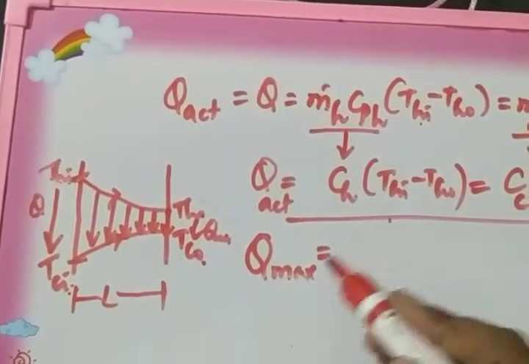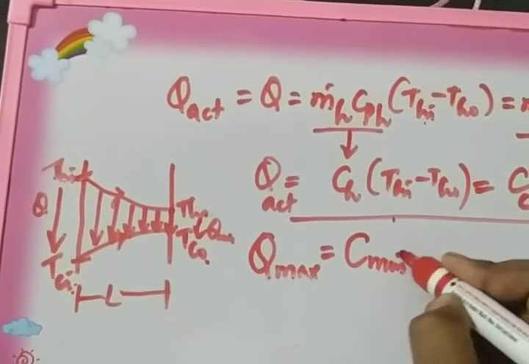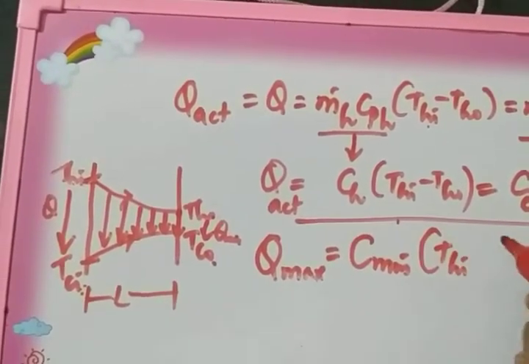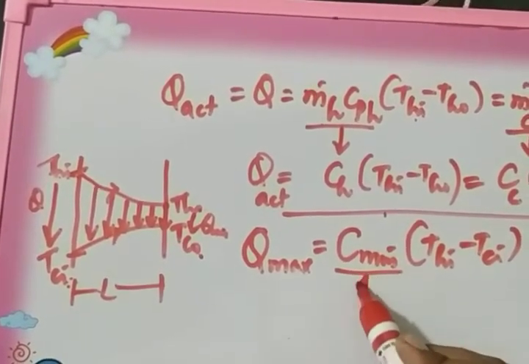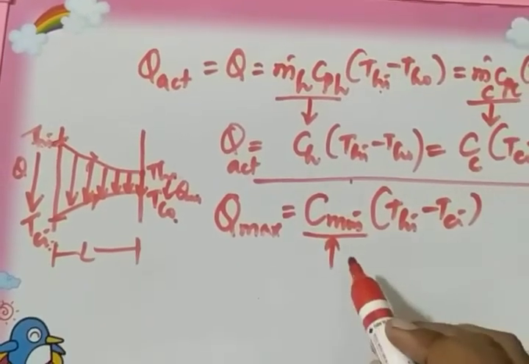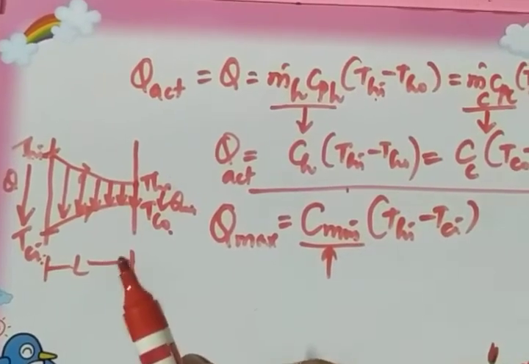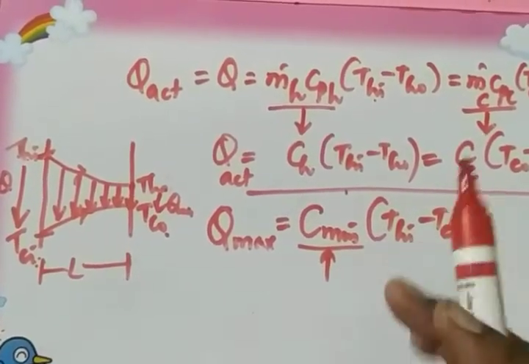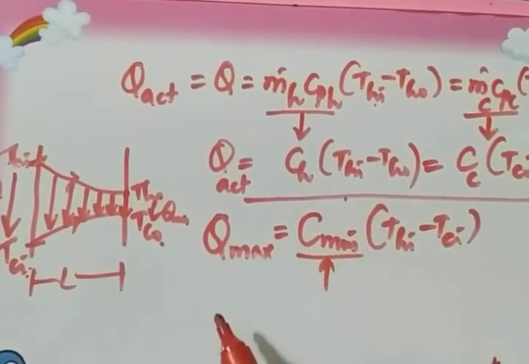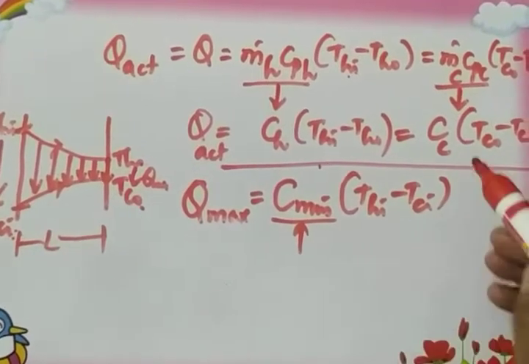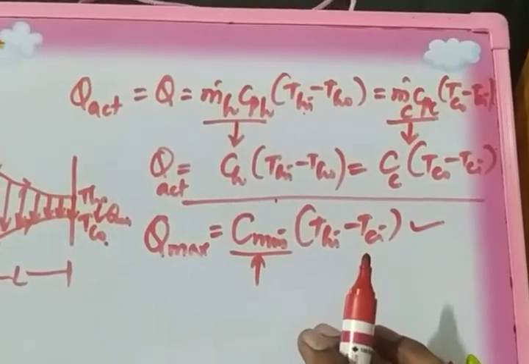So with this, we shall write now the expression for Qmax as Cmin into Thi minus Tci, where Cmin is called as minimum heat capacity. Okay, Cmin is called as minimum heat capacity of either of the two fluids. So with the minimum flow rate, if we can achieve maximum rate of heat transfer, then that is Cmin. Okay, so this is a standard expression. We use it for maximum rate of heat transfer.